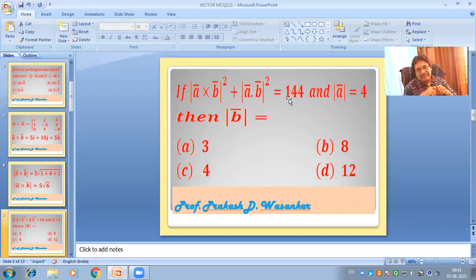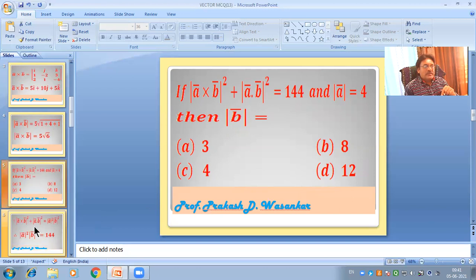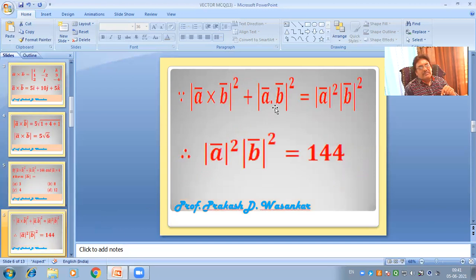This is a vector equations problem. It is given that the magnitude of A bar is 4. Then our aim is to find the magnitude of B bar. So we use this property in vectors.